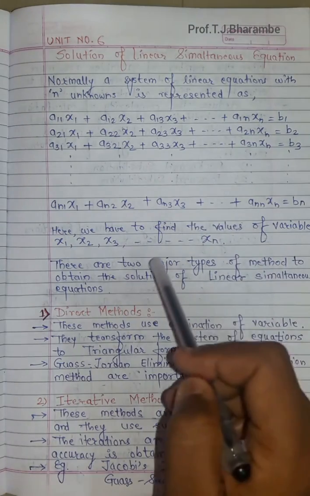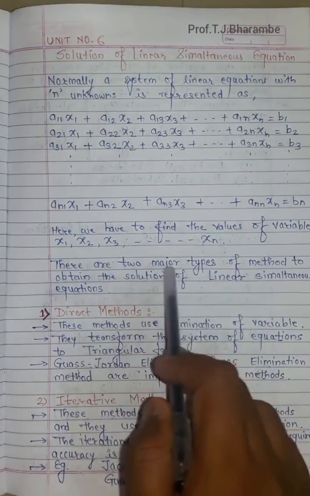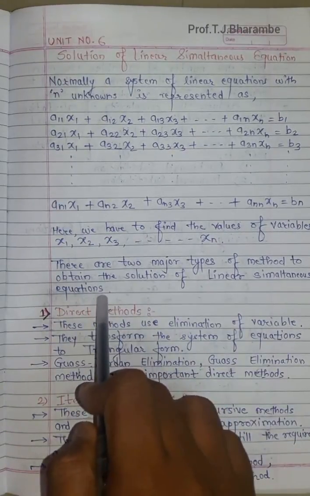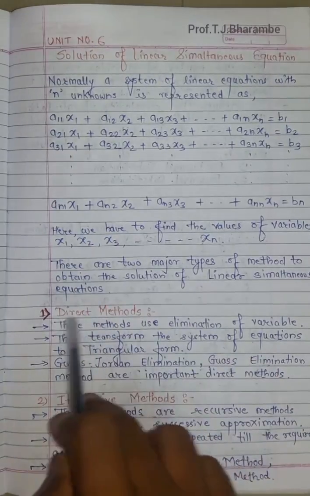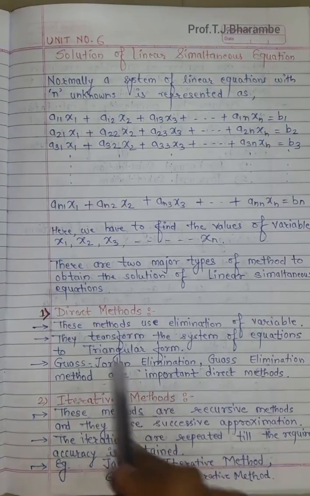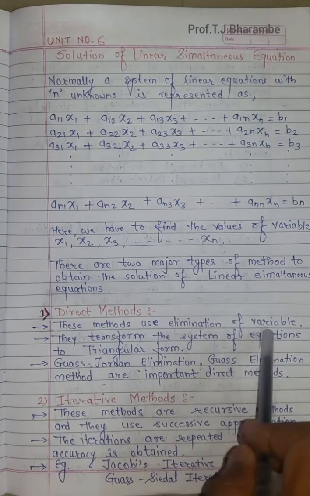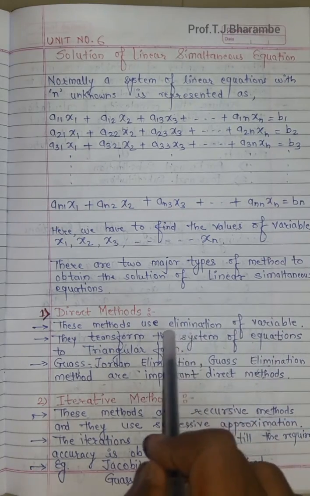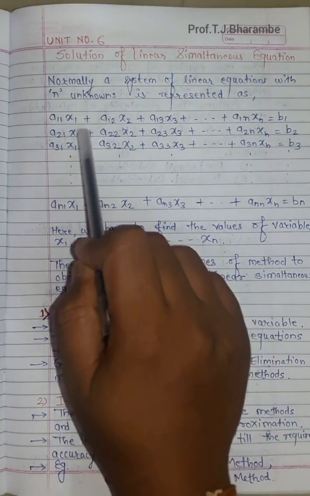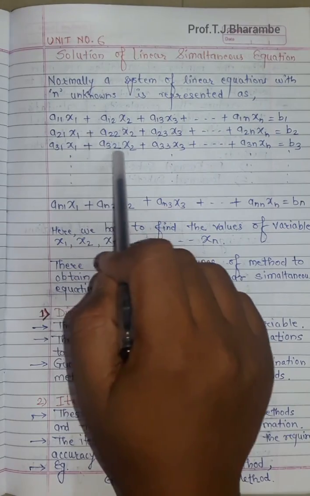So there are various methods by which we can solve this linear simultaneous equation. There are two major types of method to obtain the solution of linear simultaneous equations. Which are these two major types? First is the direct method and second is the iterative method. So what will happen in direct method? Direct methods use elimination of the variables, means they use the elimination of variable technique, in which they eliminate one variable from each equation.